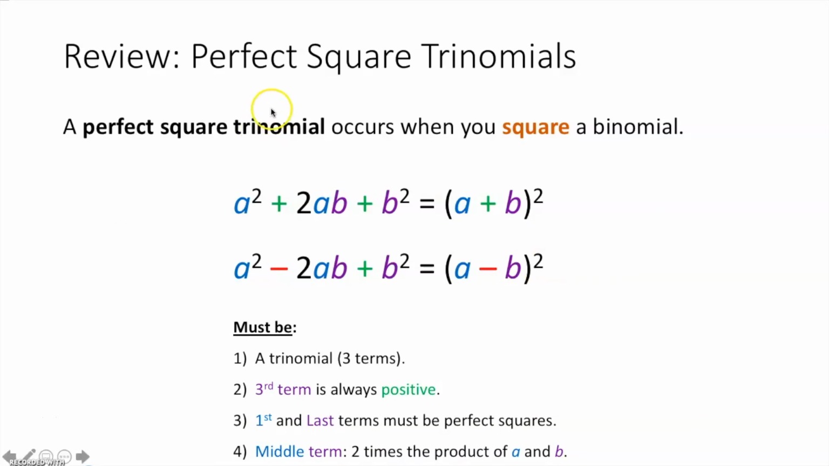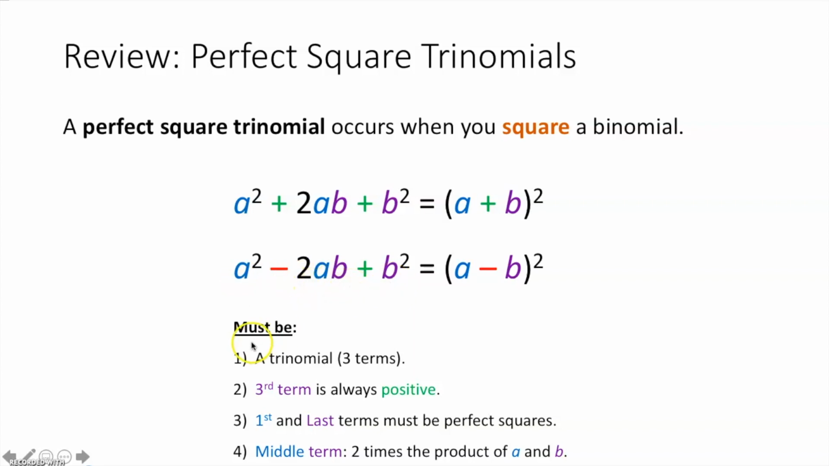Now let's review perfect square trinomials. So a perfect square trinomial occurs when you square a binomial. So here you can see a plus b, the quantity squared, ends up giving you this perfect square trinomial. Over here, if you square the quantity a minus b, then you end up with this perfect square trinomial. The only difference is the sign of your middle term.